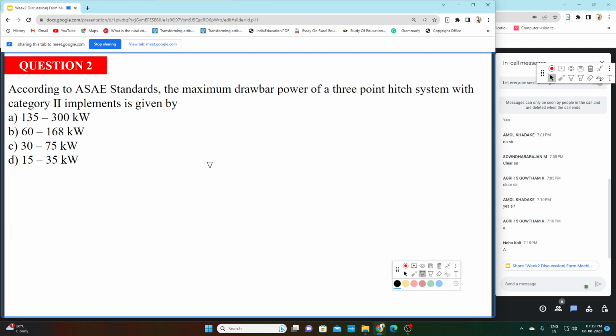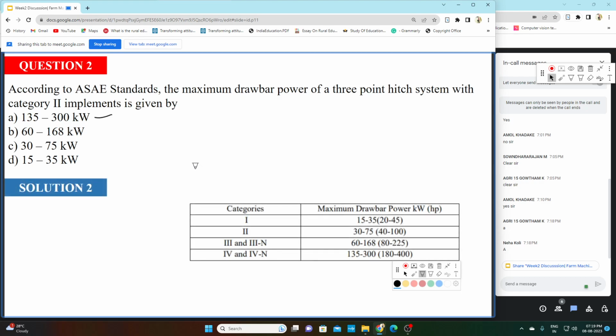Answer is A. Yeah, 135 to 300 kilowatt. Okay, someone is telling A. Any other guesses? Okay, so in ASAE, that part I have not covered, but that has been asked in the question. So let me cover it.